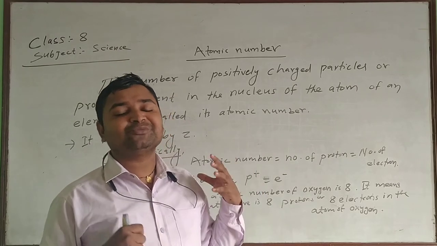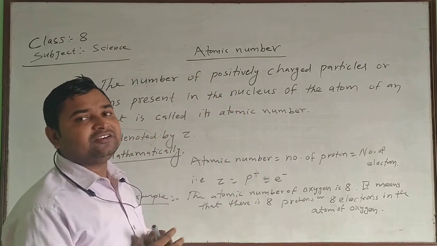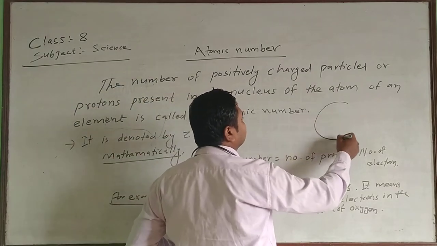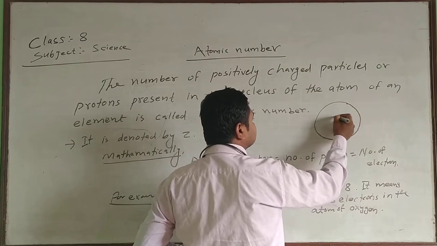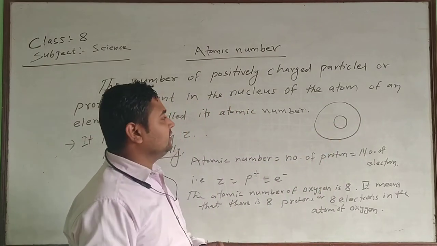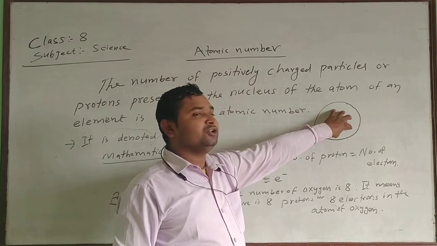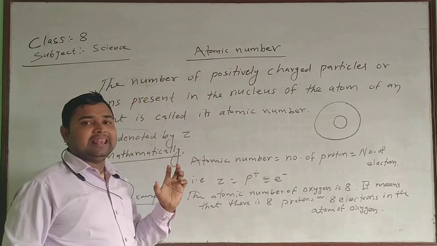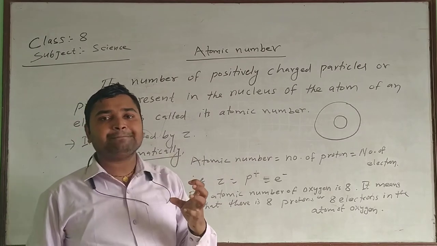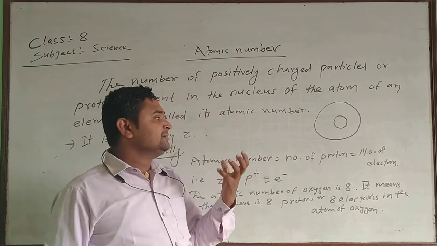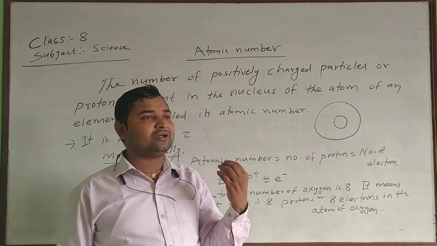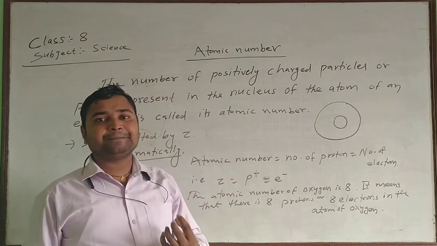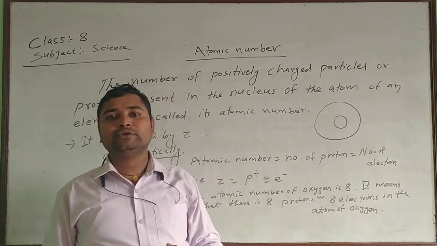First of all, to understand the atomic number, let's go once again to the atom. You have seen in this atom, in the center part, it is known as nucleus. The structure of the atom is like a spherical shape. In that spherical shape, the center position is known as nucleus, in which there is a presence of proton and neutron.